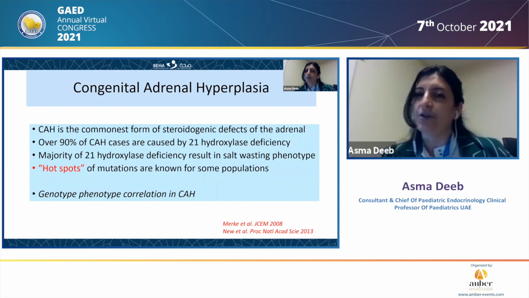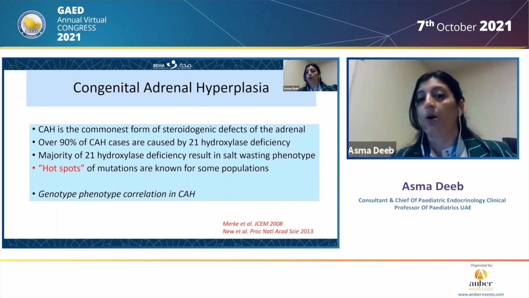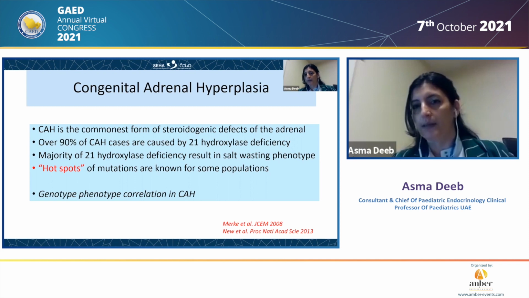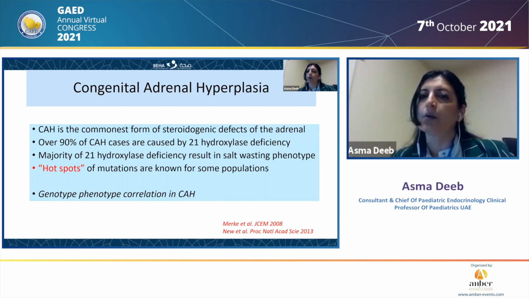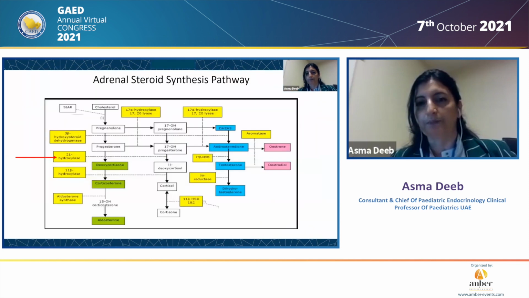So just as a refresher for yourselves, ladies and gentlemen, CAH, as you know, is the commonest form of steroidogenic defects in the adrenal gland, with over 90% of CAH cases resulting from CYP21 gene mutation expressed as 21-hydroxylase enzyme deficiency. Majority of this enzyme deficiency results in salt wasting type, and there are multiple hotspots known to occur in certain populations when it comes to the genetic mutation of this disease.